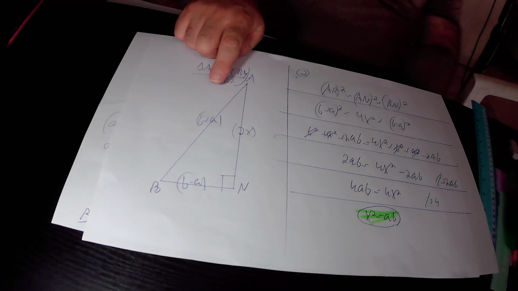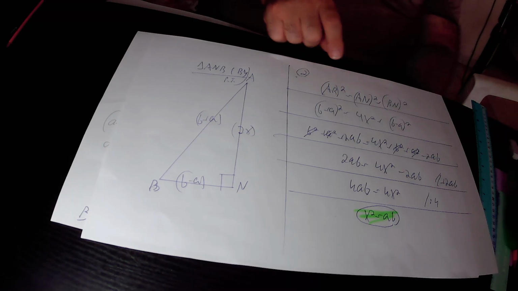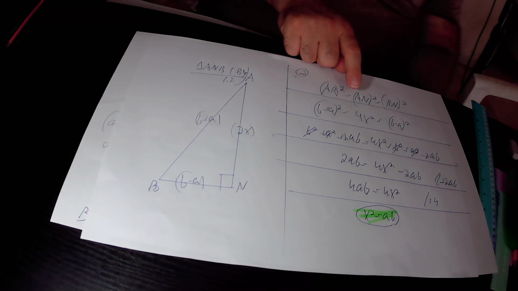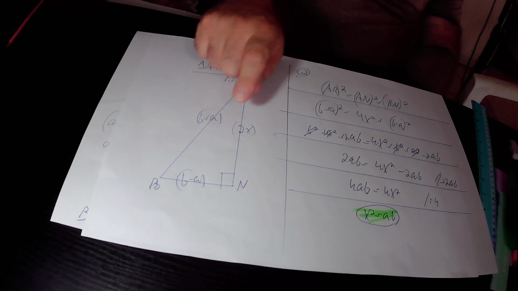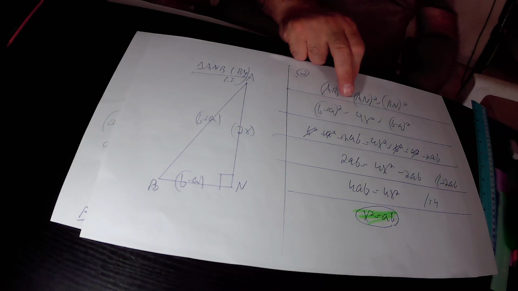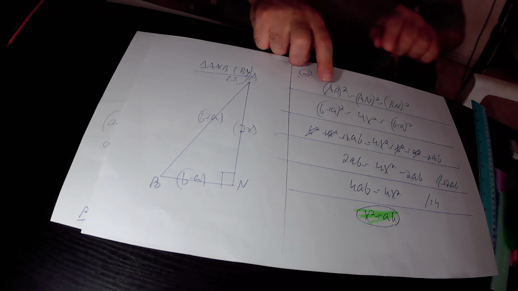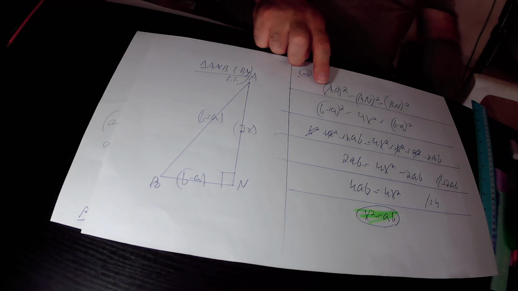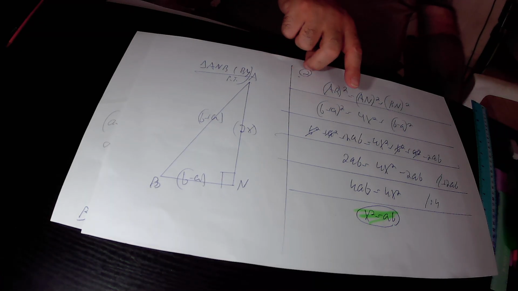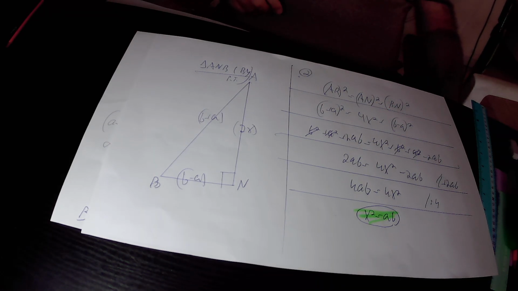AB is B plus A, therefore we have B plus A squared. AN is 2x, therefore AN squared is 4x squared, plus BN squared. BN is B minus A, therefore BN squared is B minus A squared. So B plus A squared equals 4x squared plus B minus A squared. We open the brackets on both sides: B plus A squared equals B squared plus A squared plus 2AB, and B minus A squared equals B squared plus A squared minus 2AB.